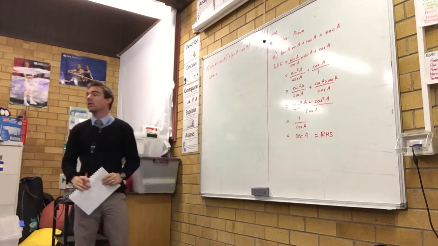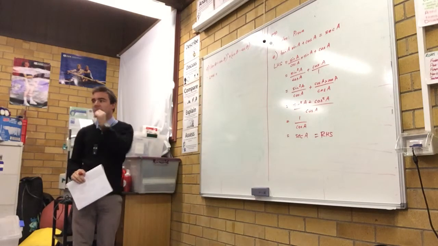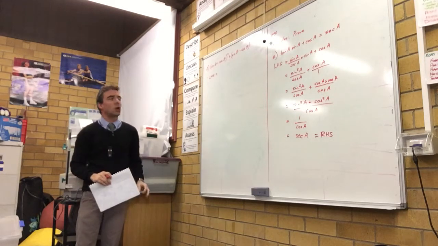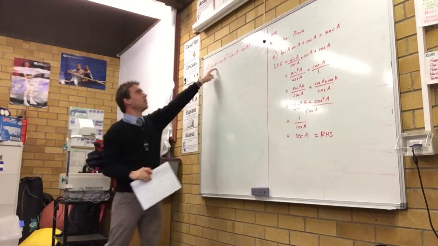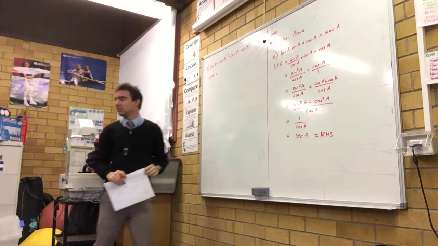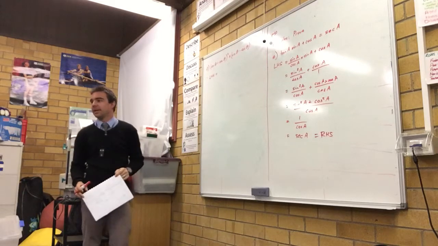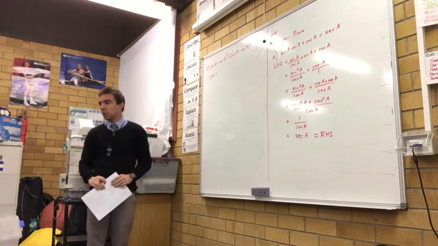Alright, now identity number 3. Sine squared plus cos squared is 1. Yes. Not sine plus cos is equal to 1. So you cannot put 1 squared, and then you have this, which is also a minus sign, which is different anyway. So it is sine squared plus cos squared is equal to 1.